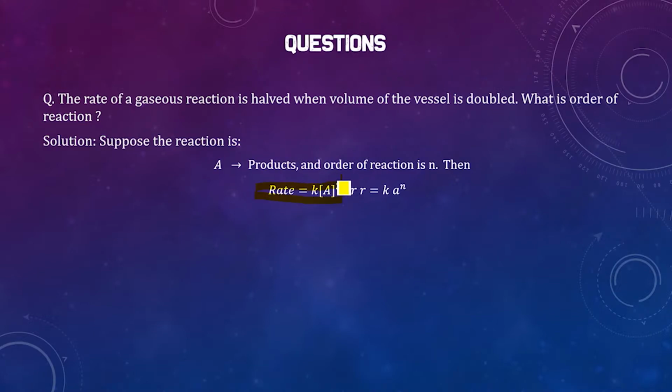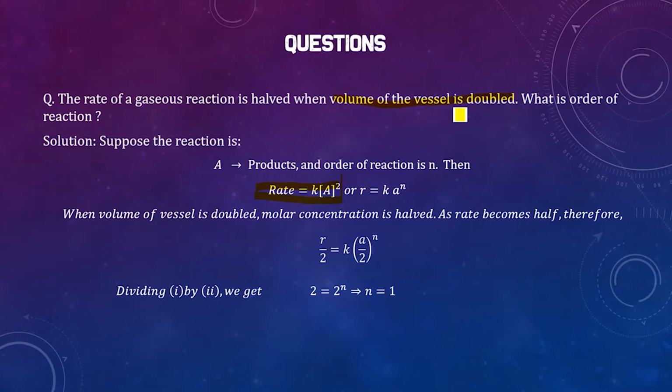It is like this example. So the general form will be the rate, represented by small r, equals k times the concentration of A to the power n, which will give you the order of the reaction later on. Yes. So now the question is that the volume of the vessel is doubled. If the volume of the vessel is doubled, that means volume and concentration are inversely proportional, isn't it? So if the volume of the vessel is doubled, obviously the concentration will be half.